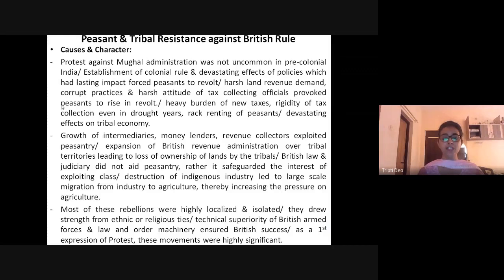So expansion of British revenue administration over tribal territories, leading to loss of ownership of land by the tribals. A very important thing that Britishers did was they wanted to maximize the revenue. So what they did was they were bringing more land under cultivation. And when they were trying to bring more land under cultivation to get more revenue from that land, they were entering tribal land, and they were also encroaching on that tribal land and trying to settle the people there and make them cultivators, force them to become cultivators.